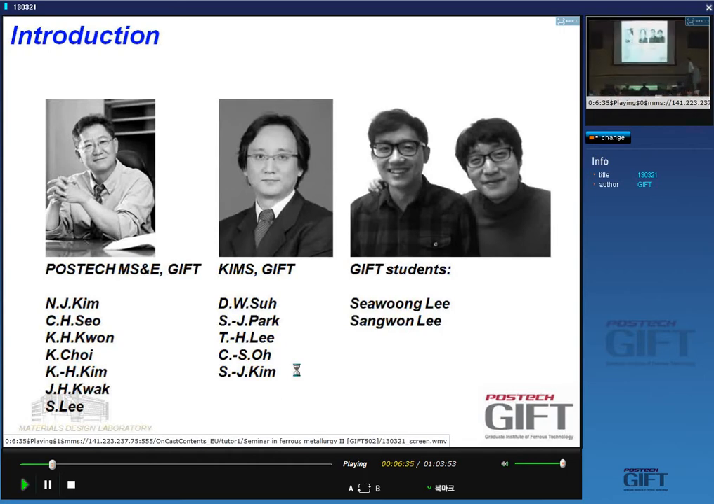Professor Donghu So, his work at KIMS, his co-workers at KIMS, and his early work, certainly at GIFT, really, I think personally, showed that it is very important to have delta ferrite in these microstructures of steels. And then I also have very clever graduate students, Siyong Lee and Sang Li, who have come up with very interesting ideas in the course of their PhD work, and I'll share some of their results with you.